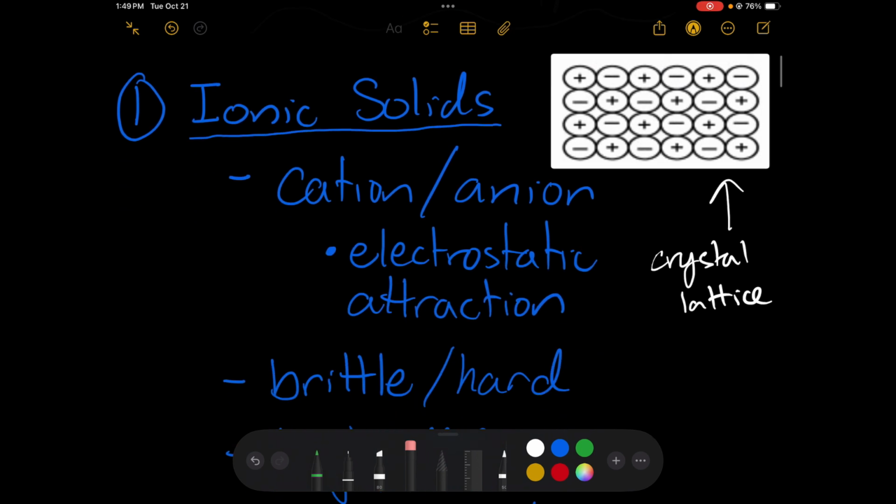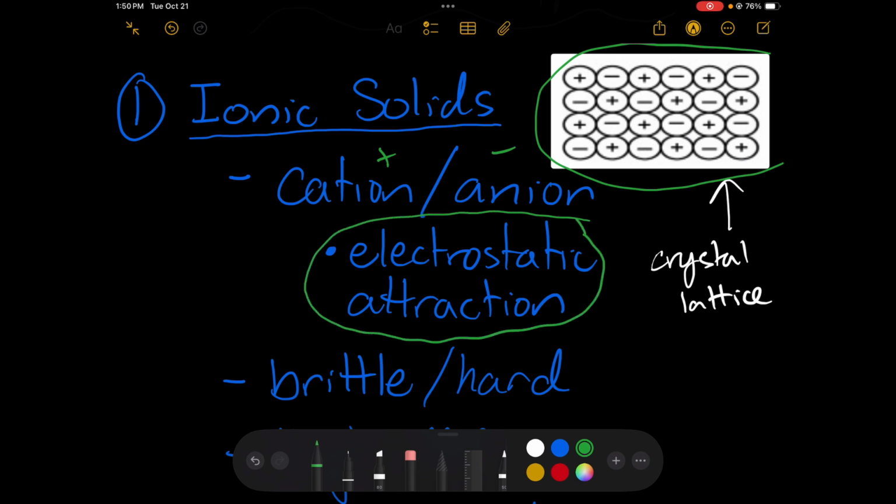So, ionic solids comes first, and ionic solids can form when a bunch of cations and anions, or our positive and negative ions start stacking up and stacking up and stacking up, just like you're seeing over here, into a crystal lattice structure. And those are going to be held together by something called electrostatic attraction. An electrostatic attraction is just a very fancy term for an ionic bond.